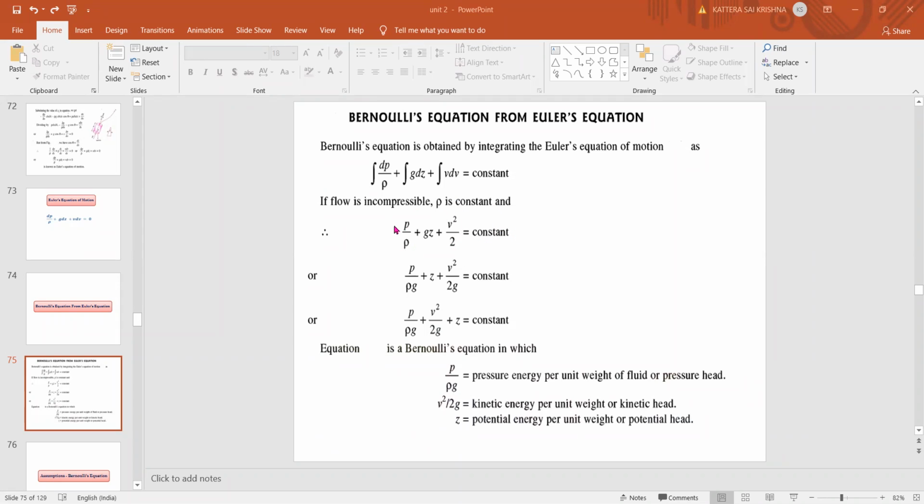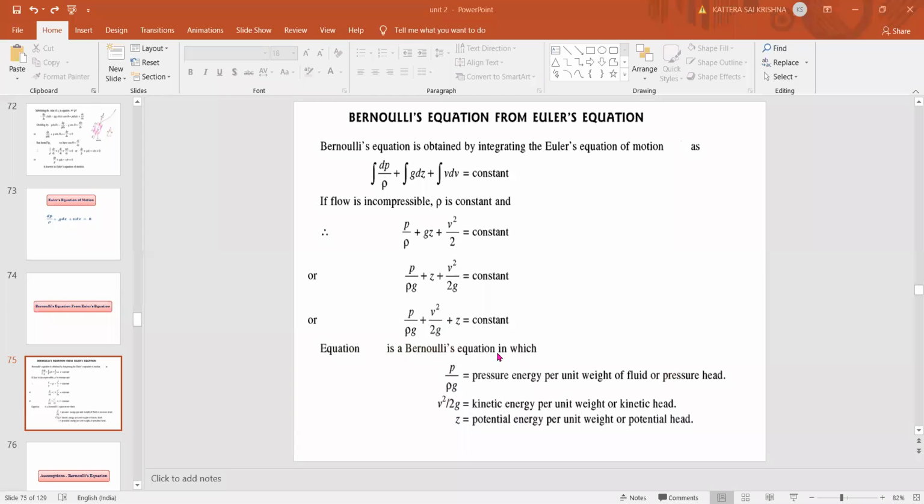So after integrating we got p by rho plus gz plus v square by 2 is equal to constant. Now I'm just dividing these whole terms by g. So you'll get p by rho g, plus gz by g gets cancelled, so z will be remaining, plus v square by 2g is equal to constant. Just rewriting it as p by rho g plus v square by 2g plus z is equal to constant. So this is called your Bernoulli's equation.